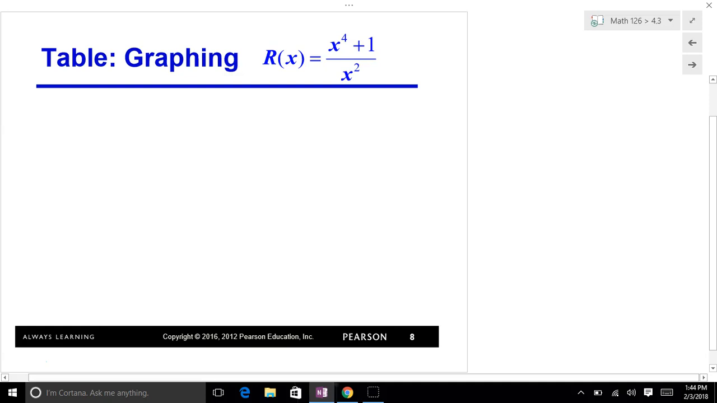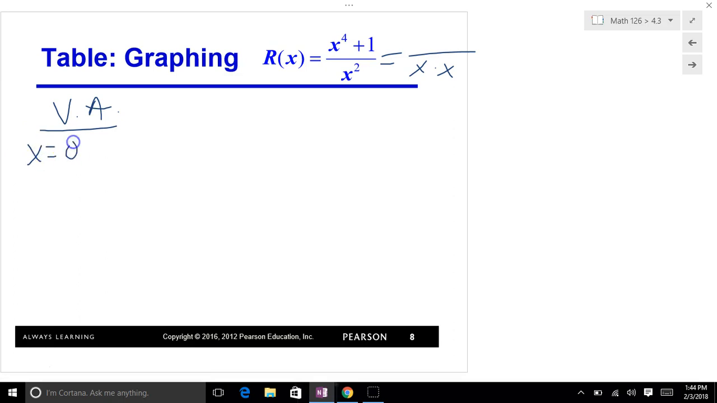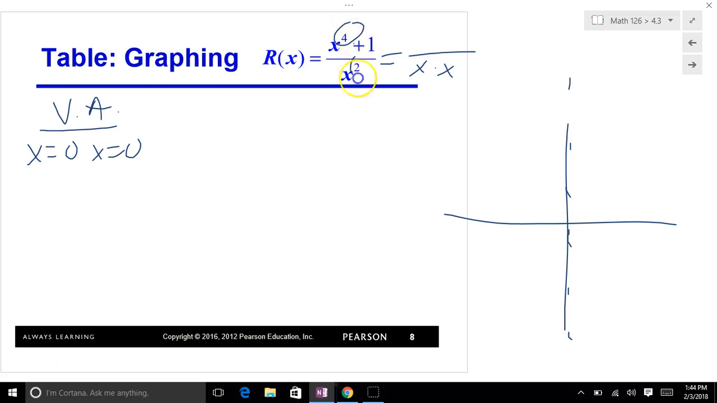y equals x to the fourth plus 1 over x squared. This is already factored, so you've got your vertical asymptote, or I guess you can think about this as x times x on the bottom. At x equals 0, x equals 0. So it's the same vertical asymptote there. Notice the degree of the top is 4, degree of the bottom is 2. When the degree of the top is greater than the bottom, there's no horizontal asymptote.